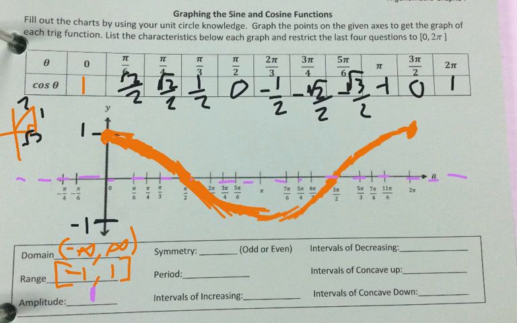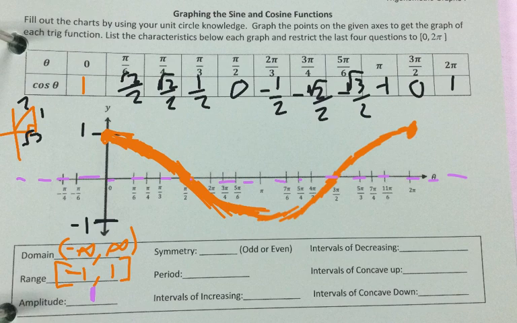Symmetry. Is the function even or odd? Symmetry means if we flip it over the y-axis, it's even, right? You flip it all the way over and it looks the same. If you can flip it over the origin, it's odd. In order to flip it over the origin, it must go through the origin. So that's not the case here.